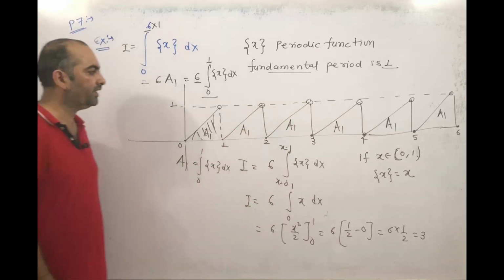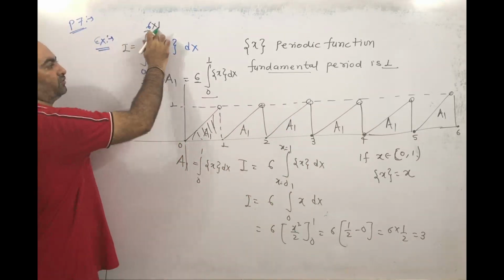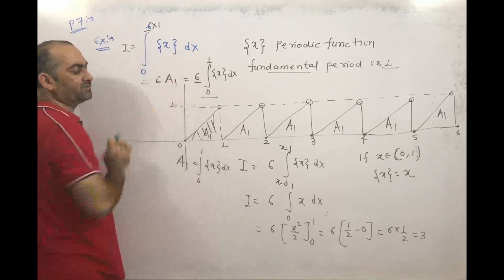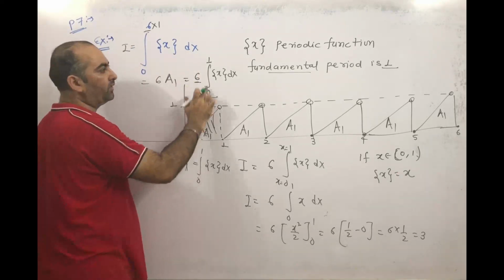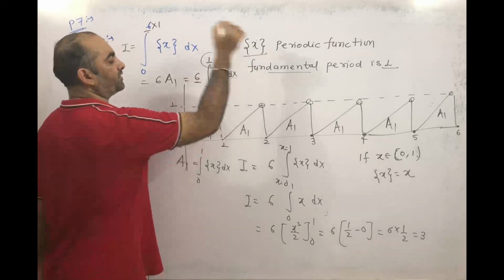So graphically we can say that integration 0 to 6 into 1 of fractional part of x dx we can write as 6 times 0 to 1 fractional part of x dx, where 1 is the fundamental period of fractional part of x.